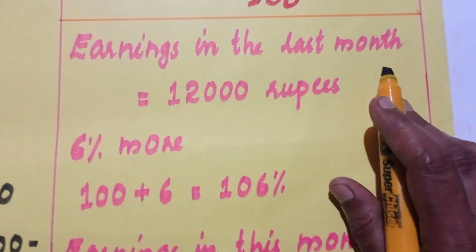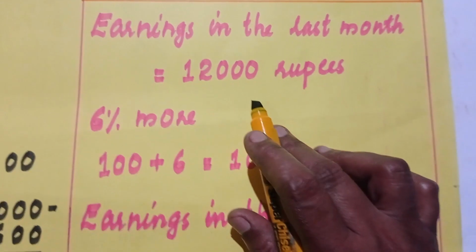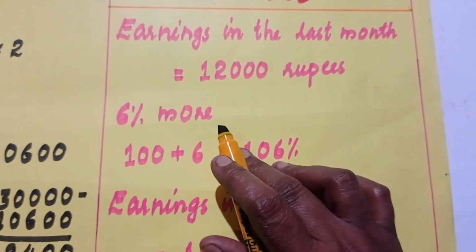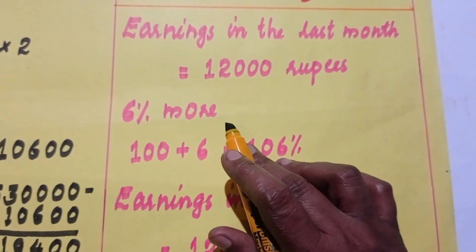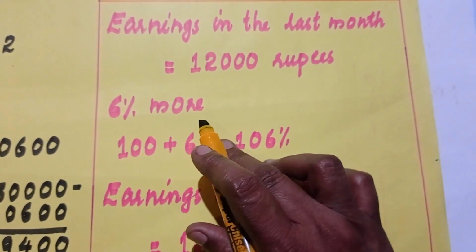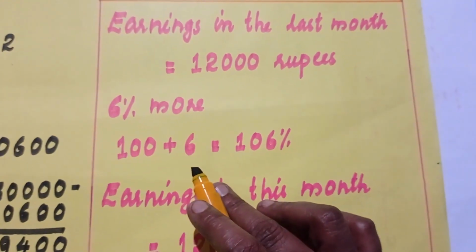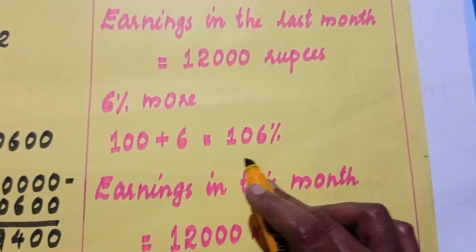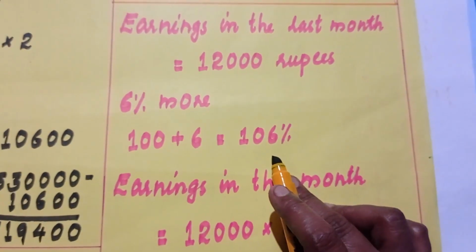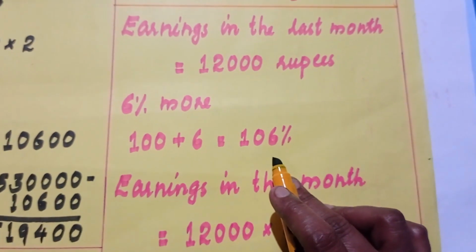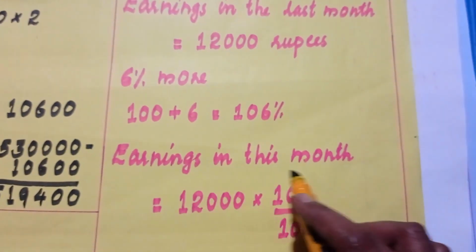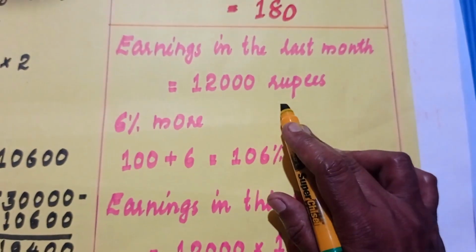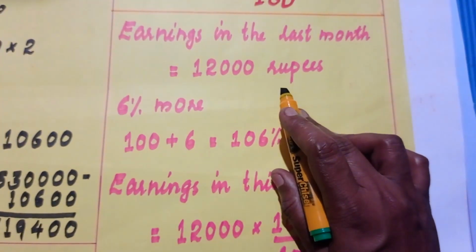Earnings in the last month is 12,000 rupees. Then 6 percent more in this month's earnings. Percent more means 100 plus 6, then 106%. Then earnings in this month is equal to 106% of the earnings in the last month.